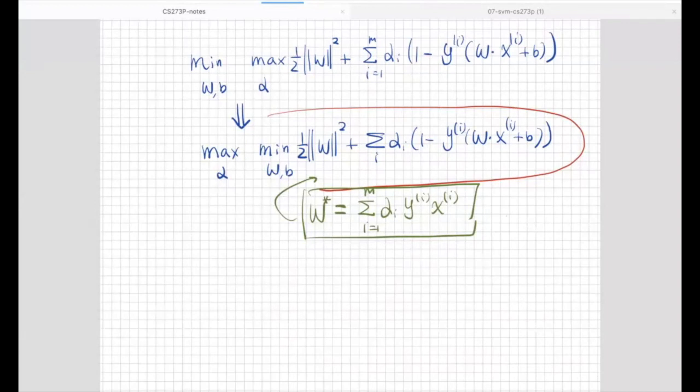Now what you can do here is convert this problem to simply a maximization over alpha. You plug the function w star into this expression, and then remove the w and the b. What happens is that you only have alpha remaining on the right-hand side. But I should mention here, alpha should be positive, non-negative.